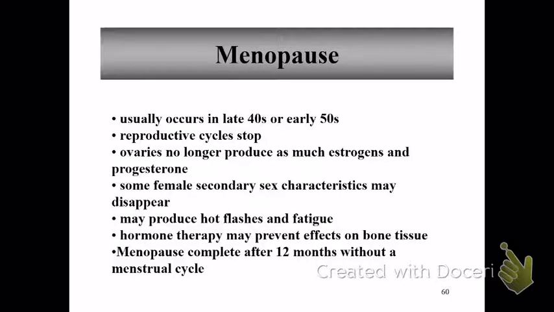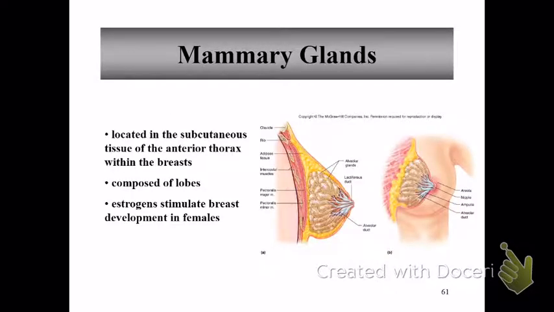Ovaries no longer produce as much estrogen. Estrogen may produce hot flashes. There we go. Hormone therapy maybe so that the bones stay strong, because after there's no more estrogen and progesterone being produced, the bones may become fragile. Menopause is complete after 12 months. No menstrual cycle after that.